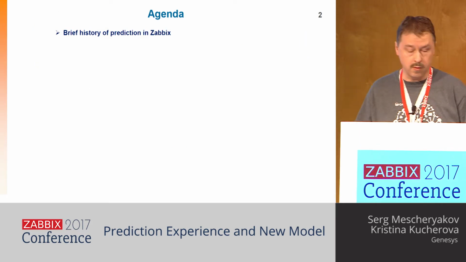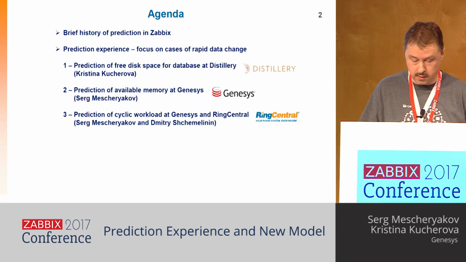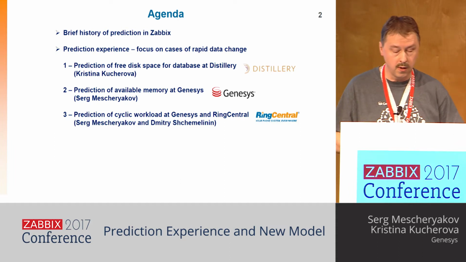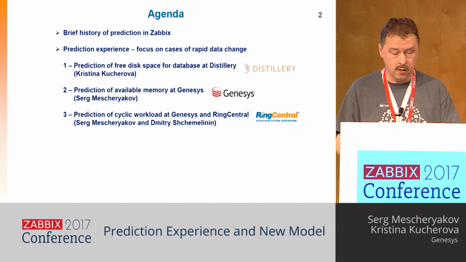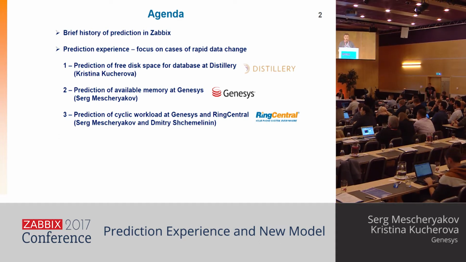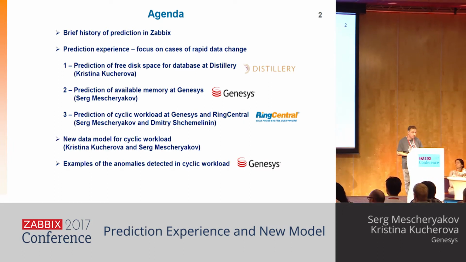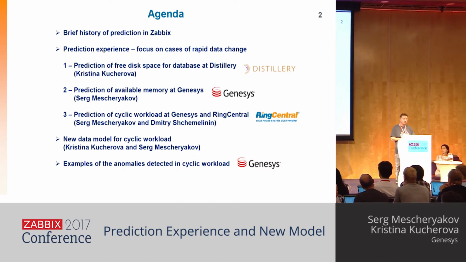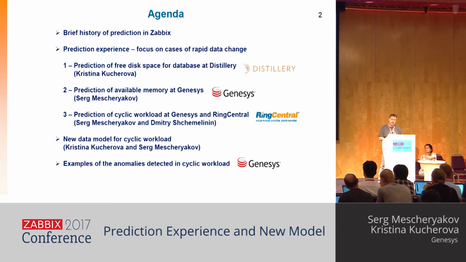The agenda is very simple. I will briefly remind about prediction history in Zabbix. Then we will focus on some use cases from the companies, how we resolve the issues when the metric has a rapid change. When the metric is smooth, it's very easy to predict, and when it jumps, it is hard to predict. And then we will present a new data model that could be used particularly for cyclic workload, which is a specific metric.